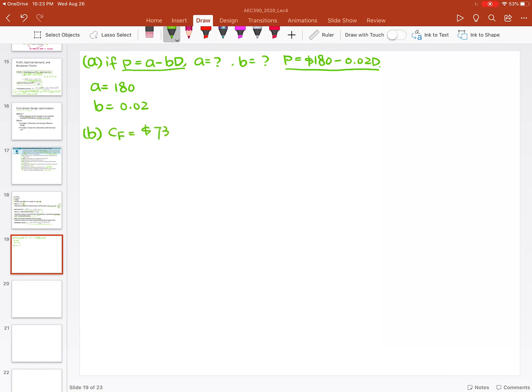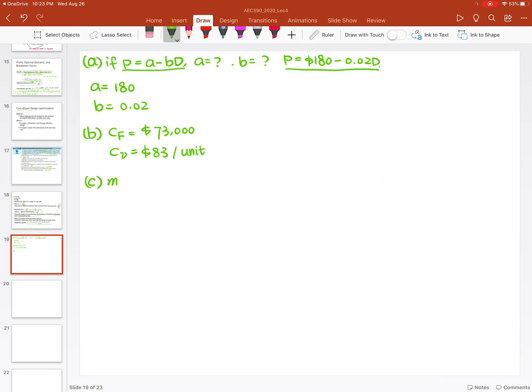Question B. What is CF? CF is given in the statement. It's $73,000. What is C lowercase v? It's also given. It's 83 per unit.